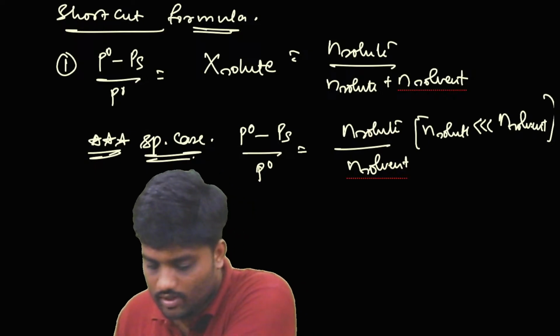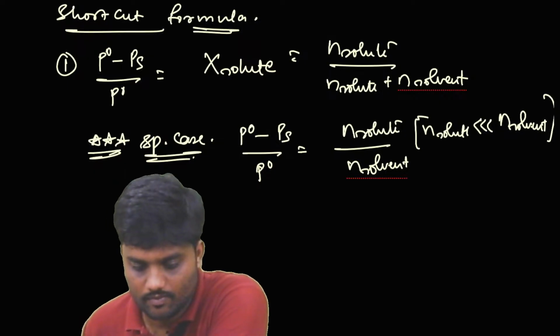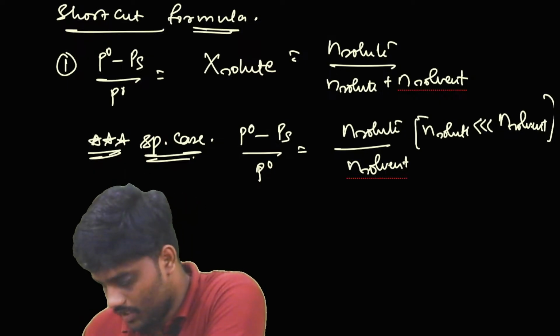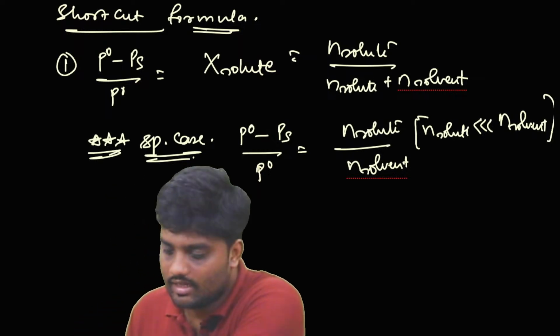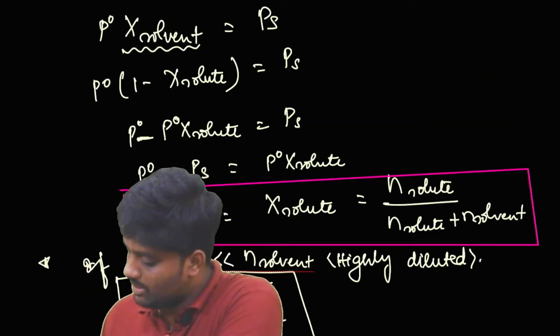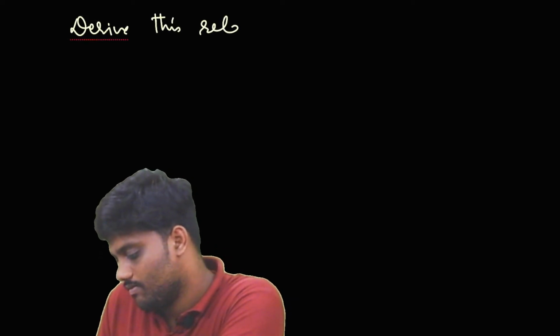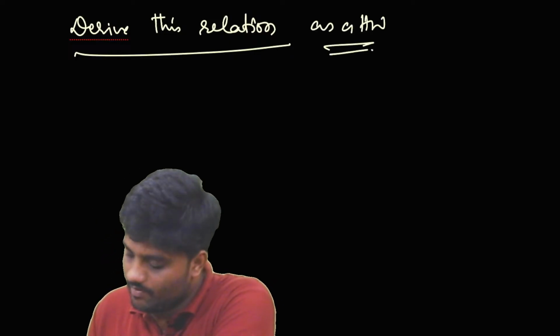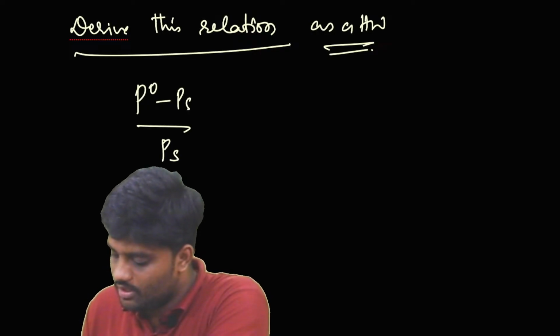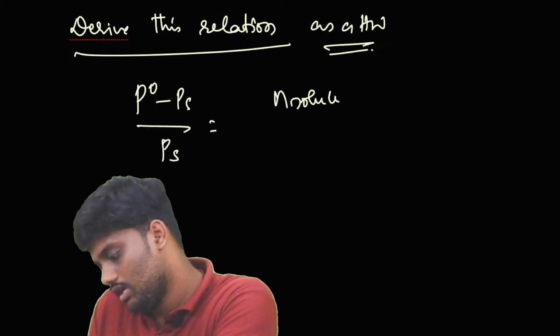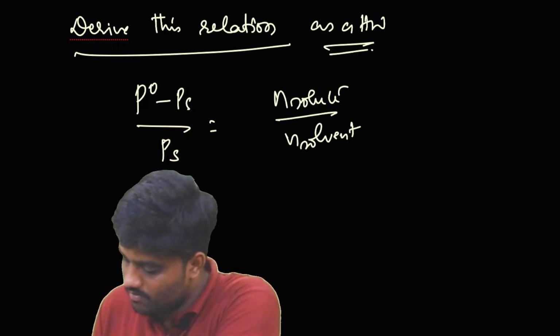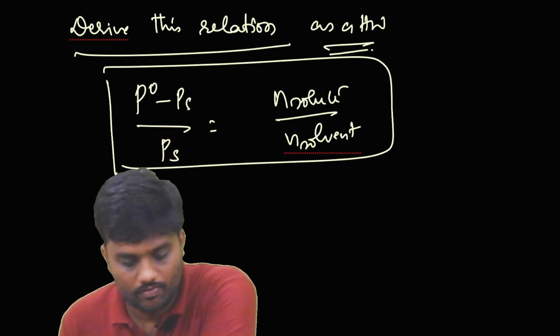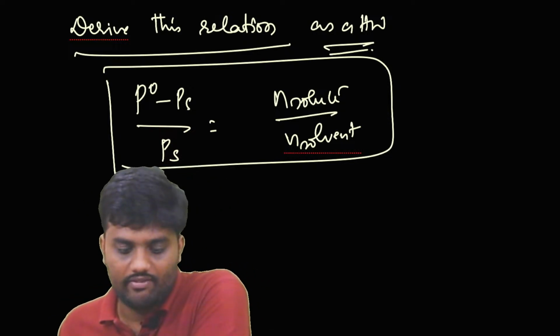Understood? In this case what happens? There is another equation you need to keep in mind. Just I wanted to say, if you want to derive this relation, do it as homework. P naught minus Ps upon Ps is equal to moles of solute upon moles of solvent. Derive.